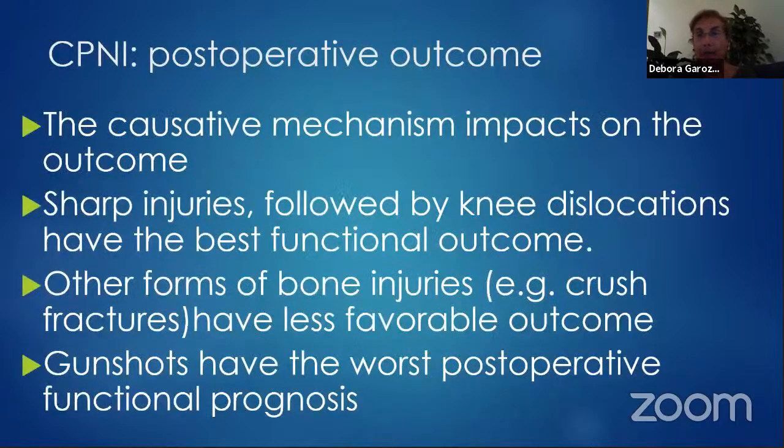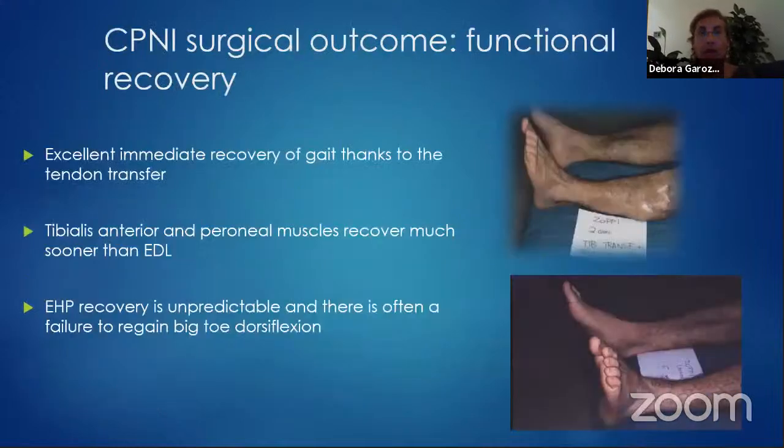Now, talking about the postoperative outcome, we have seen that the causative mechanism impacts on the outcome. Sharp injuries are definitely those with the best functional outcome. They are followed by CPN in knee dislocations, but other forms of causative mechanism seem to be less favorable, and gunshots are definitely the ones with the worst prognosis.